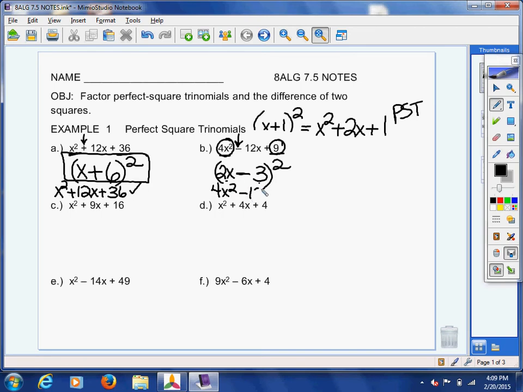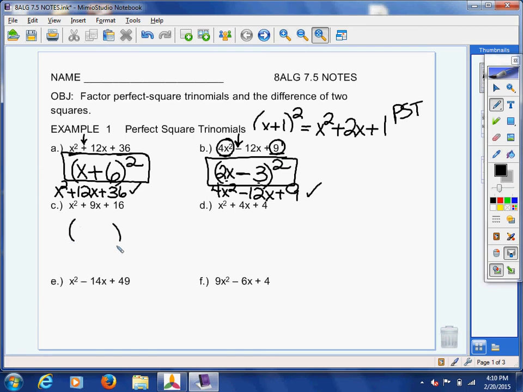That's negative 12x. Then square negative 3. That's positive 9. And I got what I had originally. So I know for a fact this is what was squared to get that perfect square trinomial. Okay? All right, let's look at C.